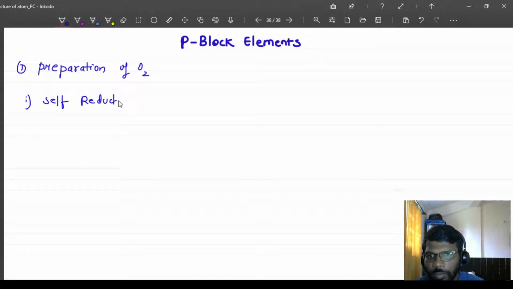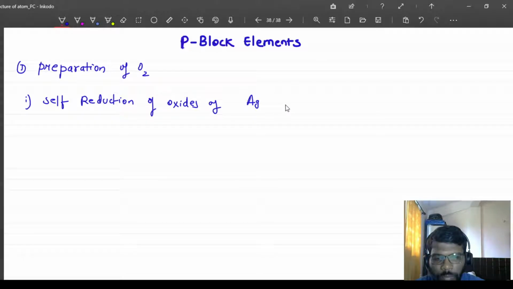self-reduction of oxides of silver, mercury, lead, and copper. So, what are the oxides of silver? Silver is going to form Ag2O. This is the oxide which will be formed.